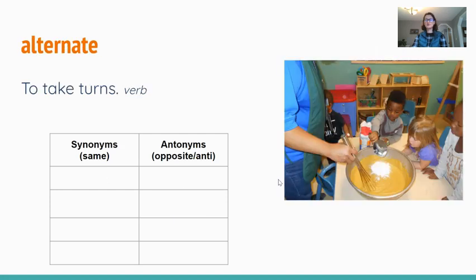Okay, so the next word was alternate, to take turns. And some synonyms would be to rotate, or kind of move around, every other, take turn about. Kind of mean the same thing. Antonyms would be to just continue. And solitary, just one person doing one thing without changing or taking turns. Okay, so they would be antonyms.